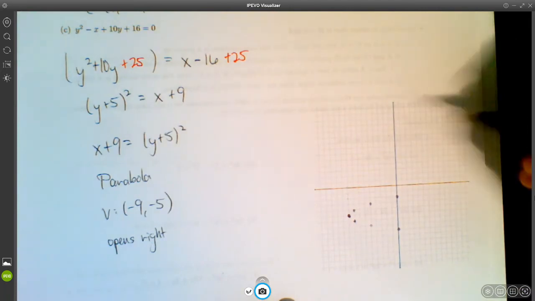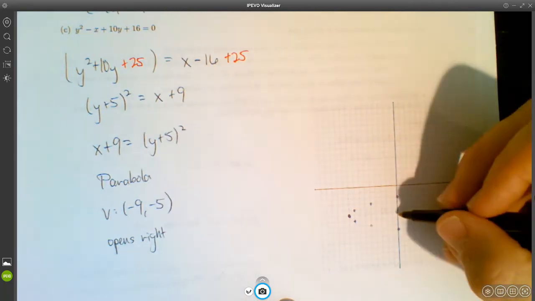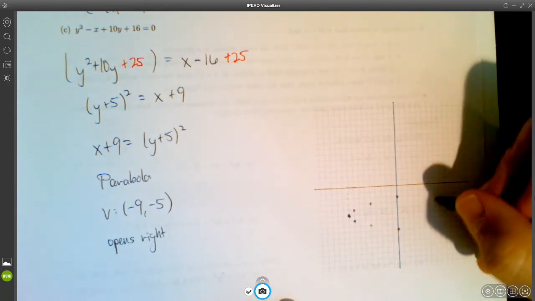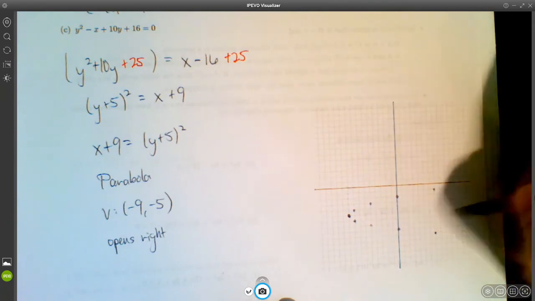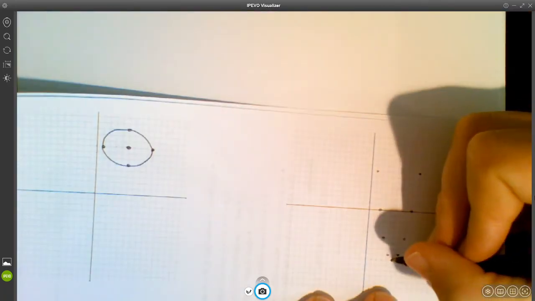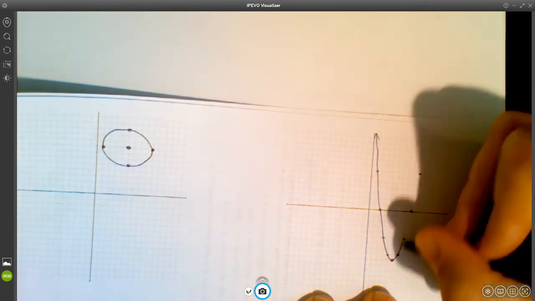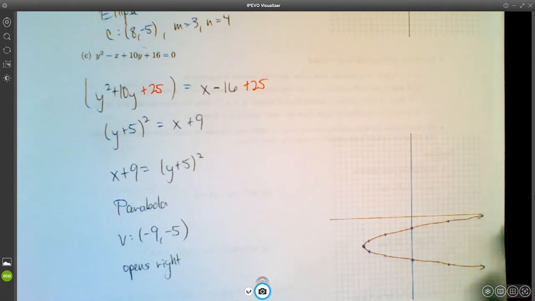You don't have to get this many points. As long as you get these first 5, I'll be happy. But 9, and then it would be 16, 9, 10, 11, 12, 13, 14, 15, 16. And then 25 is going to be off the page, but that's that. So that's what that parabola looks like.